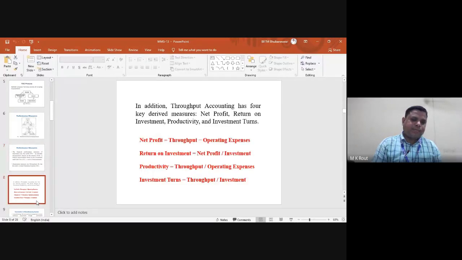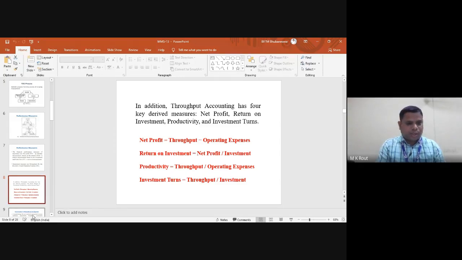Here are the formulas. Net profit is throughput minus operating expenses. Return on investment is net profit divided by investment. Apart from that, the operational performance measure productivity is throughput divided by operating expenses. And the last one is investment turn, which is throughput divided by investment. These are the formulas used to measure the different performances of the theory of constraints.